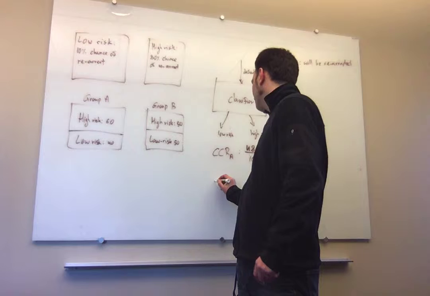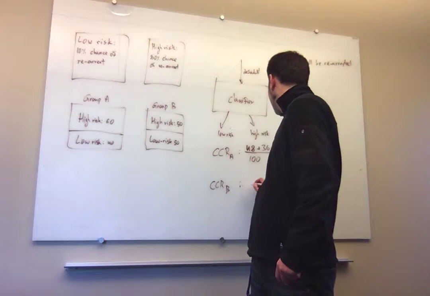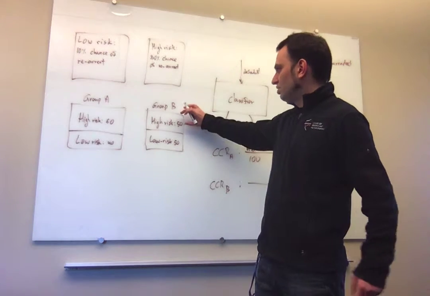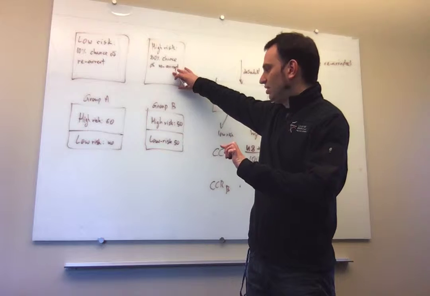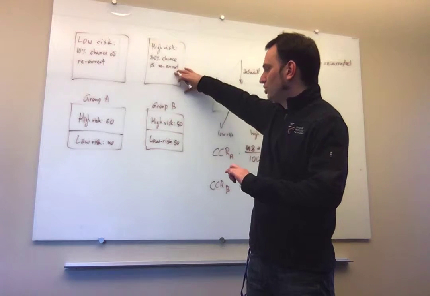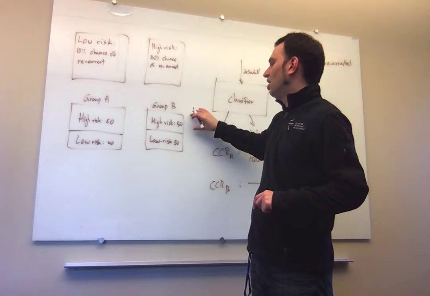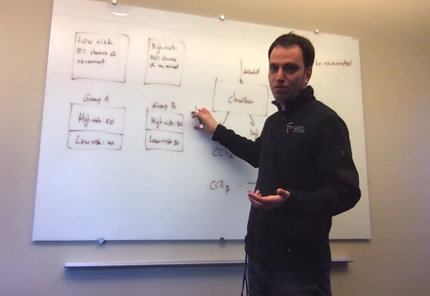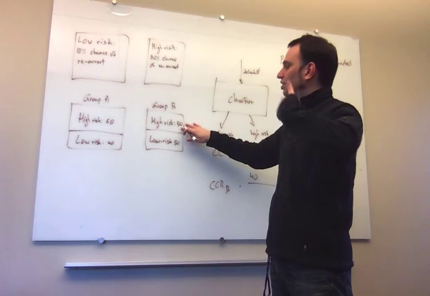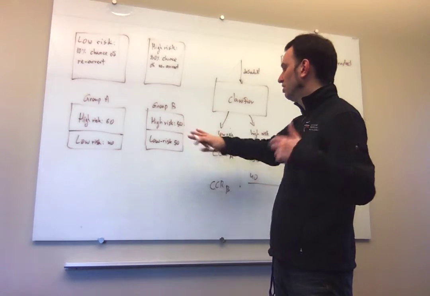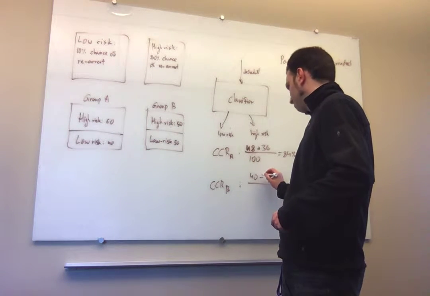What about Group B? So we'll say the correct classification rate for Group B. Out of the 50 for whom we said will be rearrested, 80% of them will. 20% of them will not be. So 80% of 50, that would be 40. So 40 people we got correct out of those 50, because we said they're all going to be arrested, and 40 people are going to be arrested out of those.